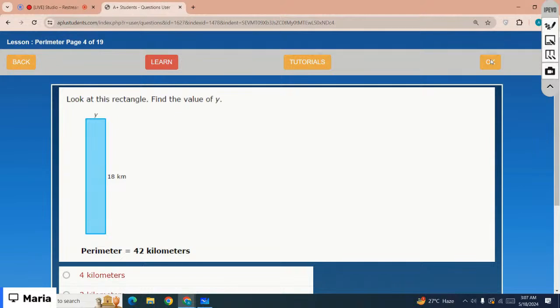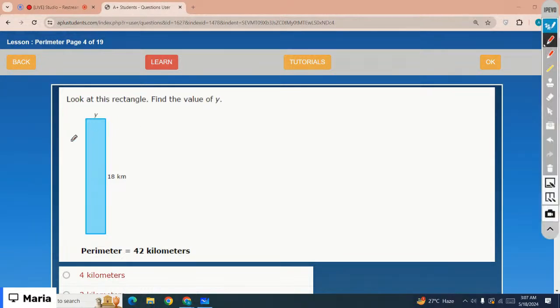Look at the rectangle. What is the value of y? Which is the correct option? You have to calculate the value of y. How do we calculate? This is 18 kilometers, right? That means this is also 18. You have to find the missing side length y.